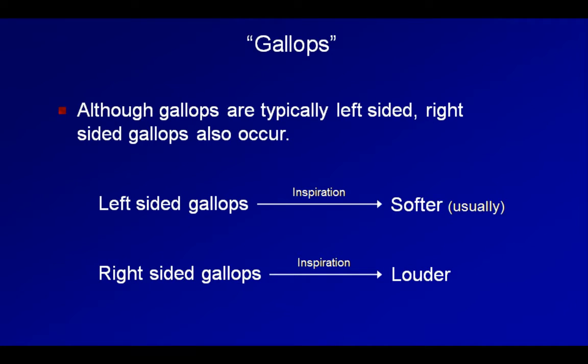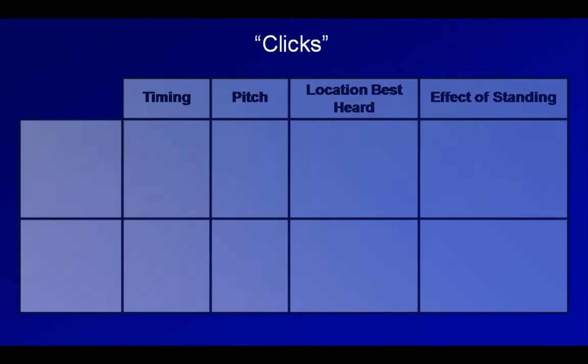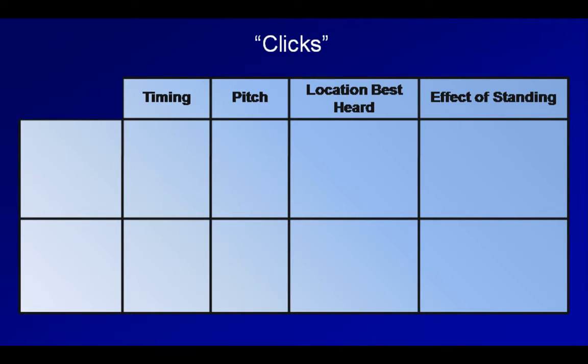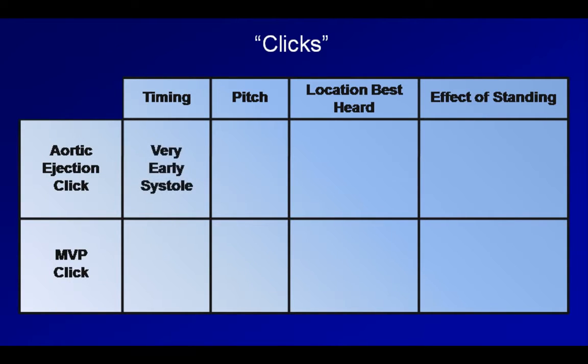In addition to gallops, another general category of abnormal heart sounds are called clicks. There are two important ones of which a clinician should be aware: the aortic ejection click and the mitral valve prolapse click. The aortic ejection click occurs very early in systole and corresponds to the opening of the aortic valve. It is high-pitched, can usually be heard everywhere if audible at all, and is not affected by the patient standing. The presence of an ejection click makes any associated systolic crescendo-decrescendo murmur highly likely to indicate pathology of the aortic valve as opposed to being a simple and benign flow murmur.